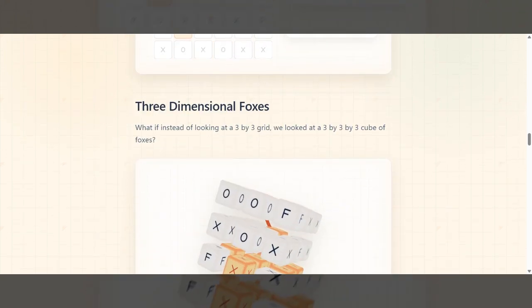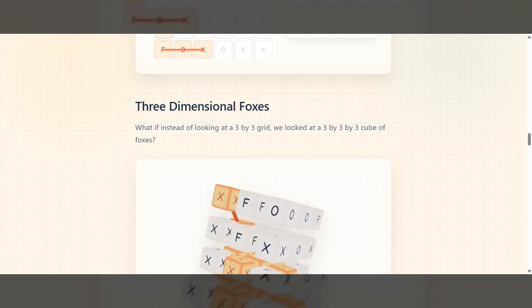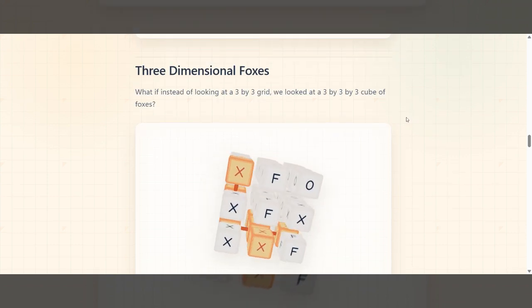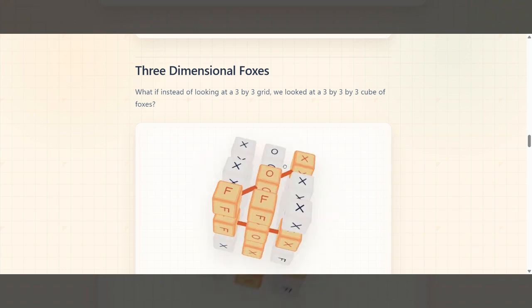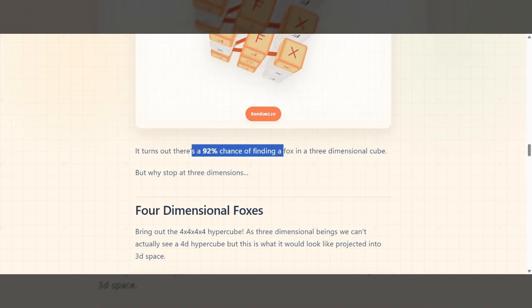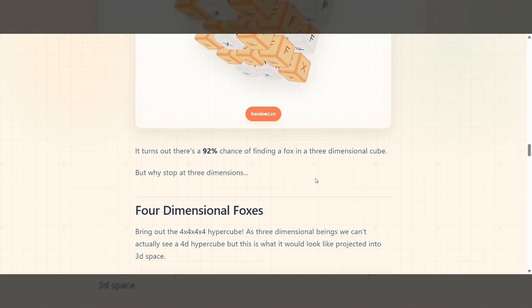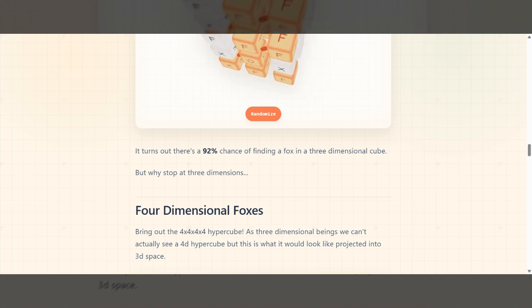But for three-dimensional photos, well, instead of looking at three by three, really we looked at a three by three by three cube of photos. It turns out there's a 92% chance of finding a photo in a three-dimensional cube. But why stop at three dimensions? Four-dimensional photos. Bring out the 4 by 4 by 4 by 4 hypercube.